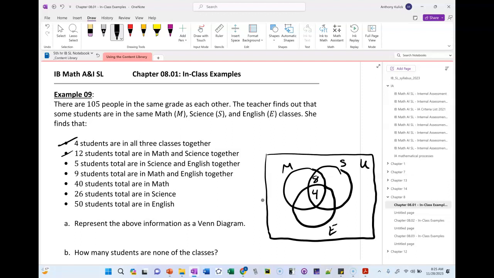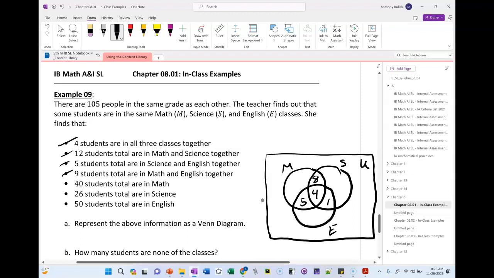Okay. We have 5 students in science and English together. So what goes over here in the rest of science and English intersection? 1, because we already have 4 in the triple. And then 9 students total are in math and English together. So what should be in the rest of our math and English intersection? 5. Is everybody so far so good?